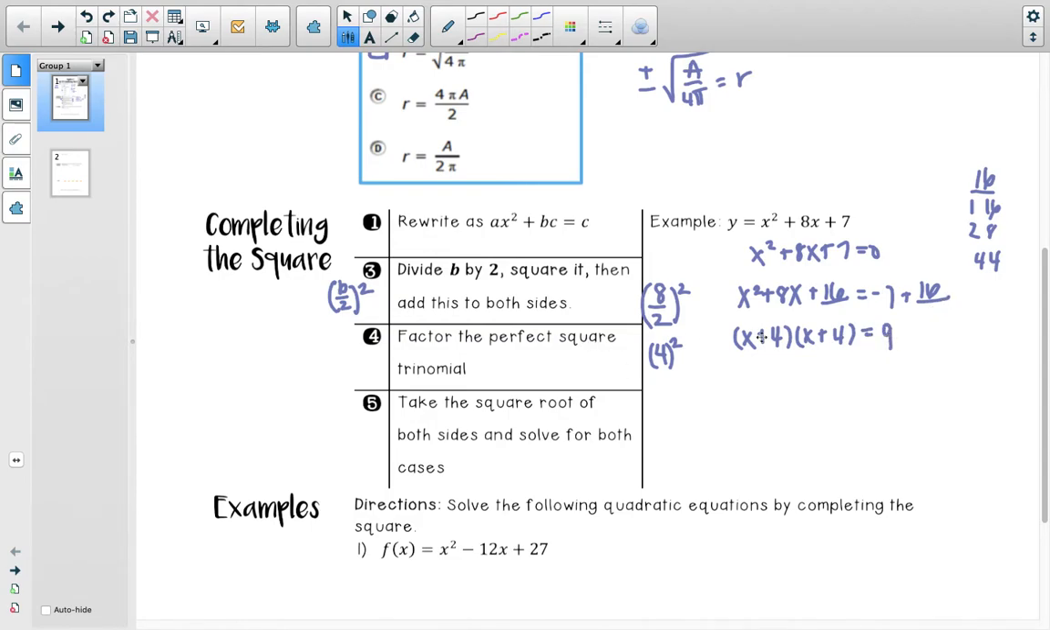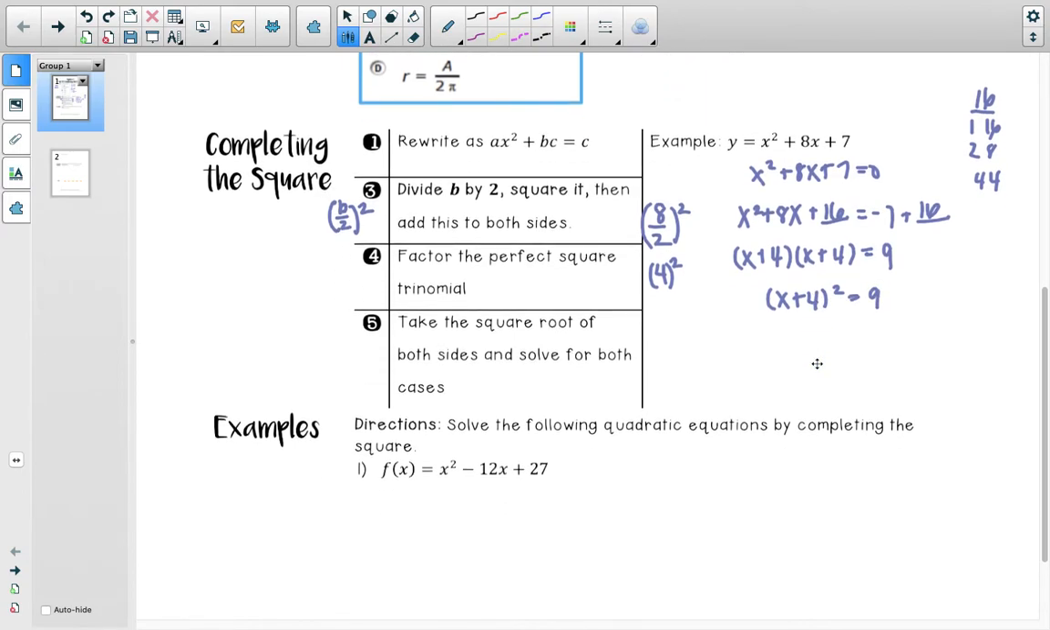What's cool about this is you know that if you multiply the same thing twice, you can really write it this way. And that's the step we're going to skip to eventually. Then we're going to take the square root of both sides, and we're taking the square root to get rid of that square.